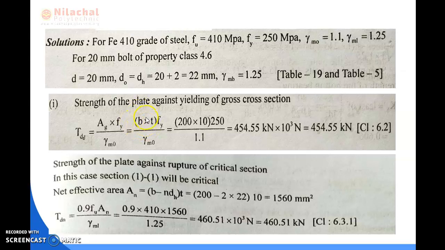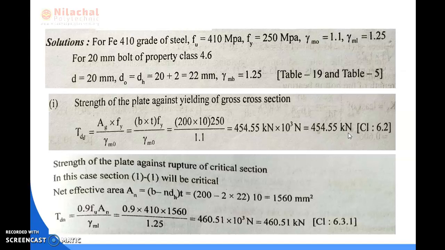The width of the plate is 200 and the thickness of the plate is 10. So B into T multiplied by Fy, which is 250 for Fe410, and gamma m0 equal to 1.1. By calculating all these values, we got 454.55 kilonewton. Okay, so 454.55 kilonewton is the strength of the plate against yielding.